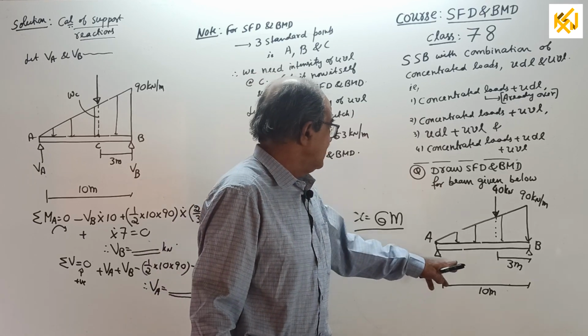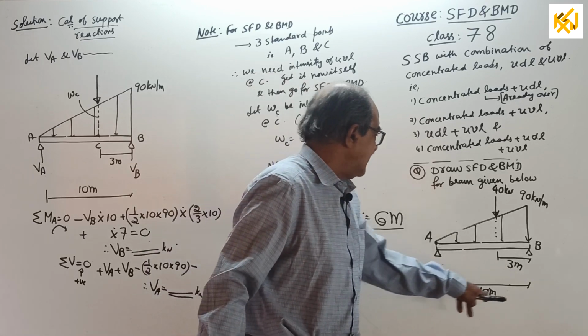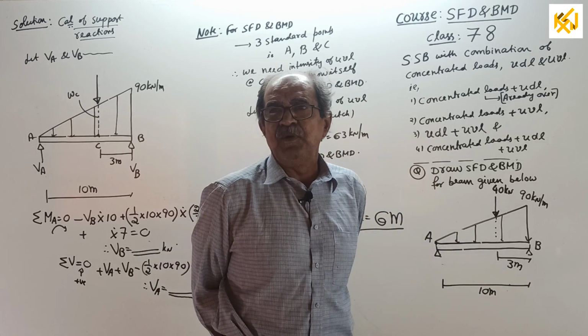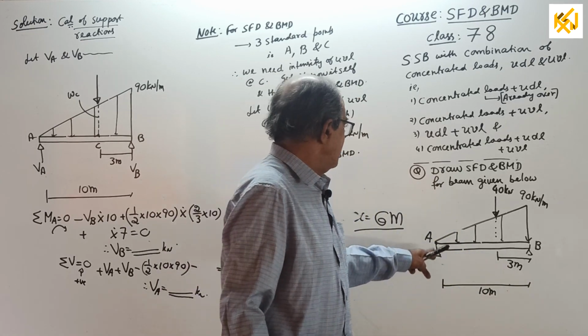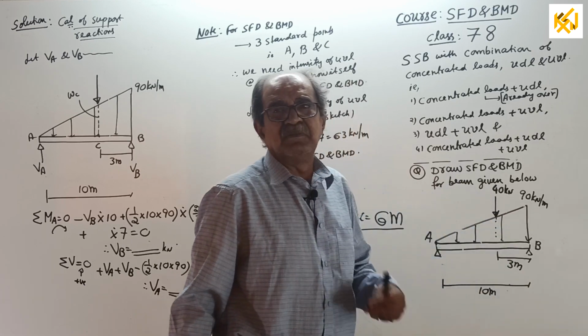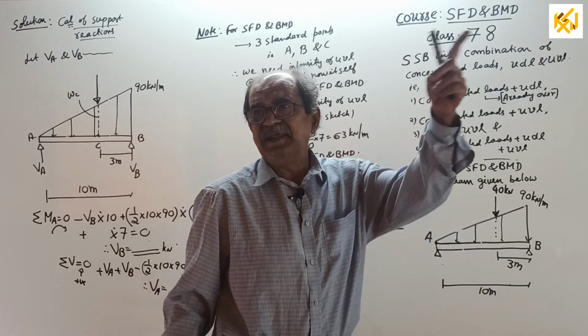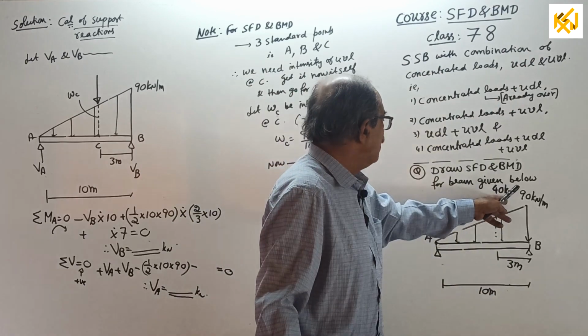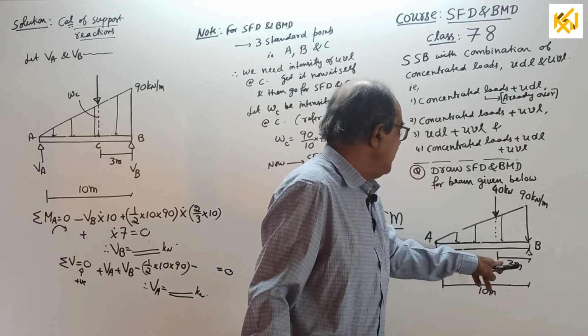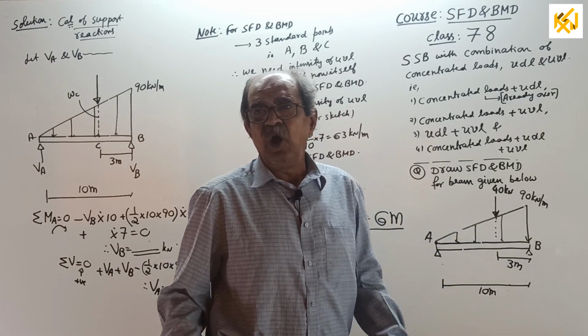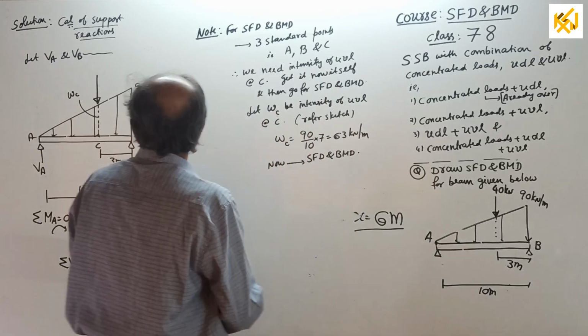Okay. Question. A simply supported beam of span 10 meter is loaded by an uniformly varying load of intensity 0 at left end and maximum of 90 kN per meter at right end, along with the point load of 40 kilonewton at 3 meter from right end. Draw SFD BMD. Okay, start.